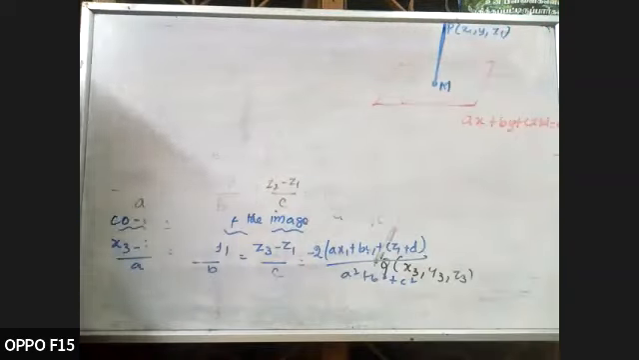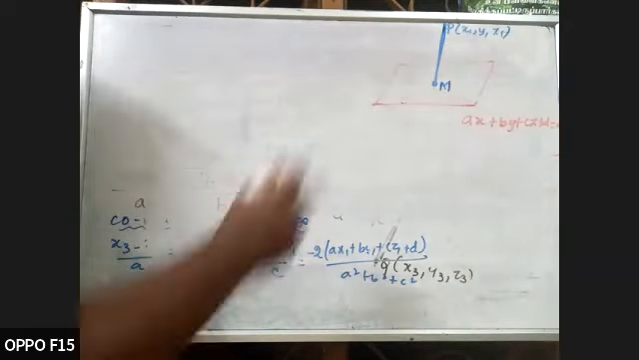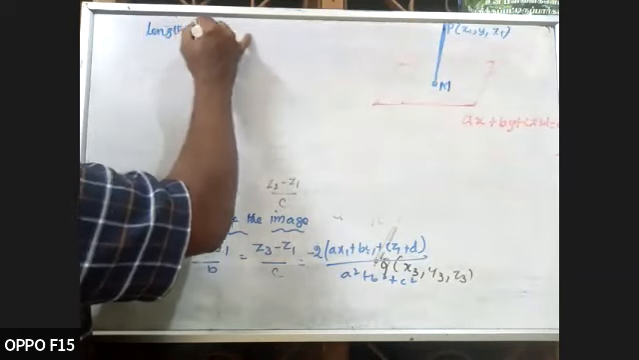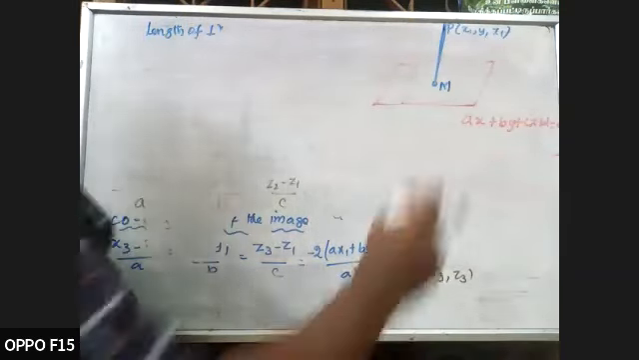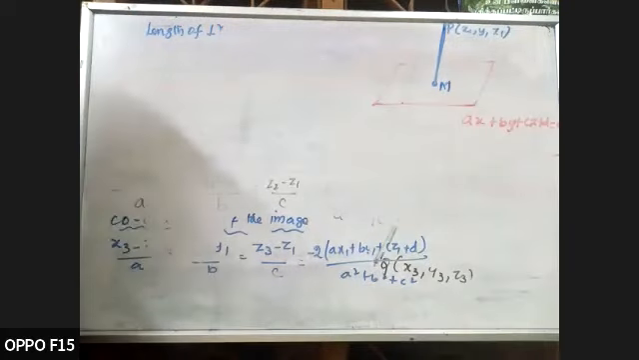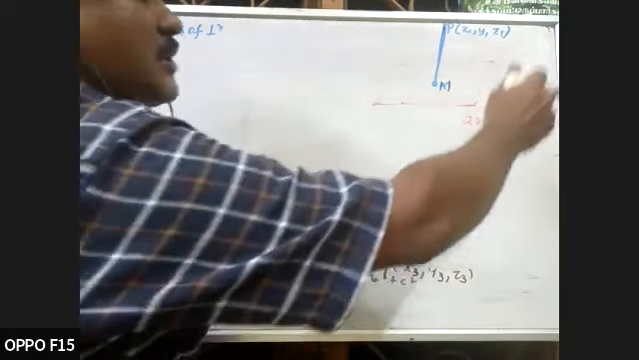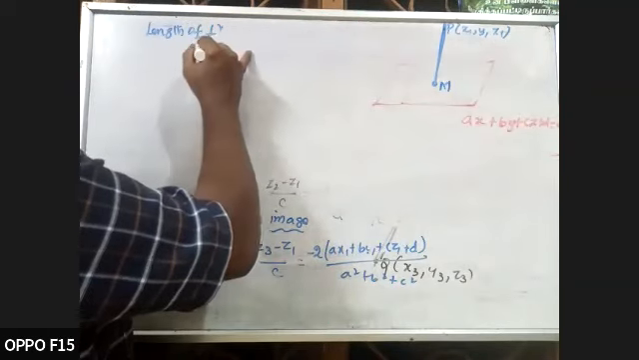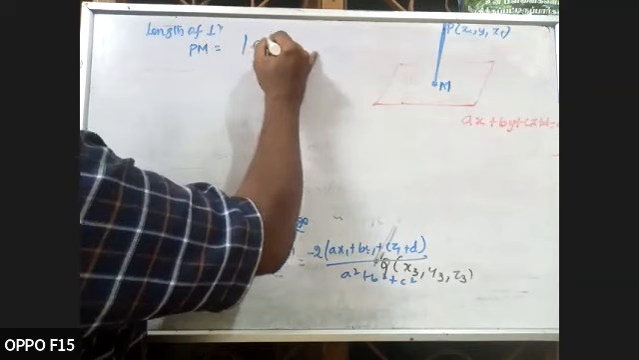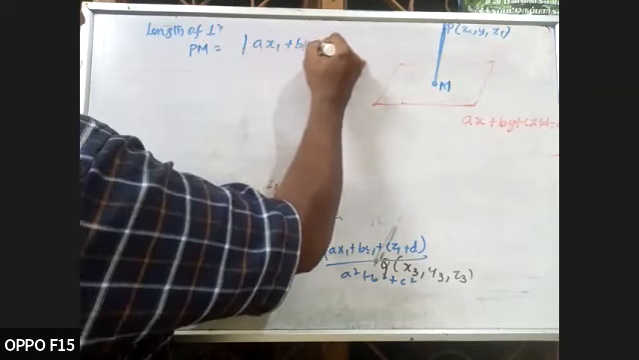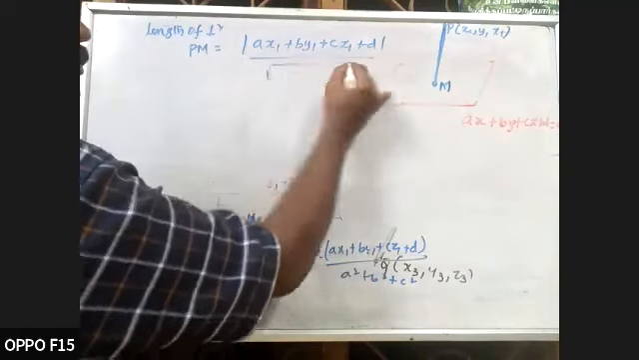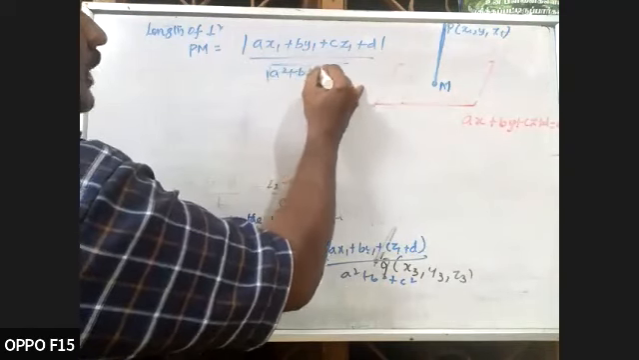There is a plane, and a point lies above it, with a straight line to the plane. I want to find this perpendicular length. That is called the length of perpendicular. Length of perpendicular from the point x1, y1, z1 to the plane ax plus by plus cz plus d equals 0. If the plane has this condition, what is the formula for the length of perpendicular PM? Mod of ax1 plus by1 plus cz1 plus d divided by square root of a square plus b square plus c square.